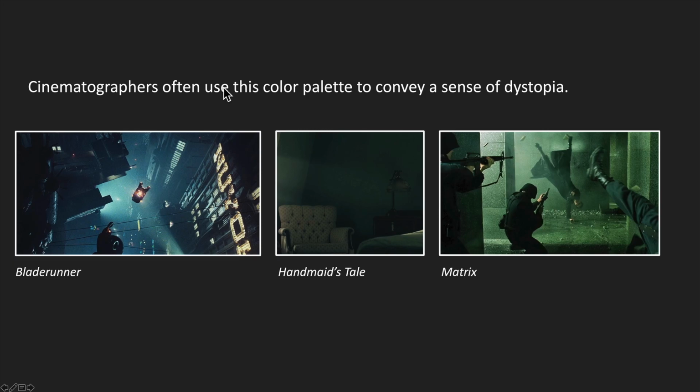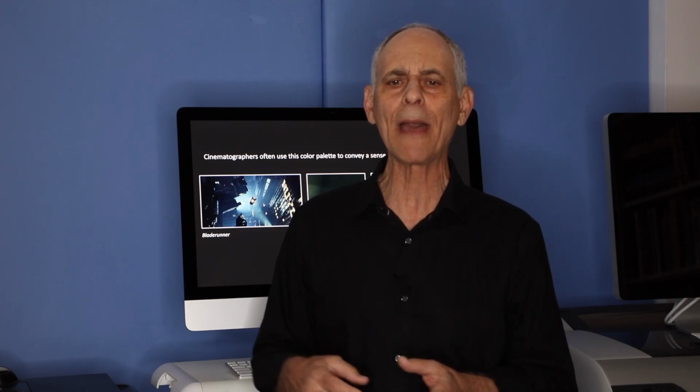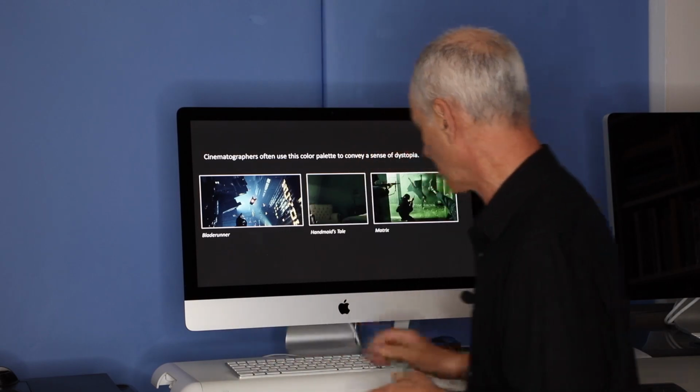Cinematographers in particular use this color palette to make you uneasy, to give a kind of dystopian quality to the images. Here in Blade Runner, it's blue-green. Handmaid's Tale, also this real blue-green tonality. And in The Matrix, the only time in The Matrix things get warmer is when you actually go up in the ship. And if you've seen the movie, go back and look at it again, and look at it specifically for what they do with the color temperature. They manipulate that color temperature to manipulate your emotions.